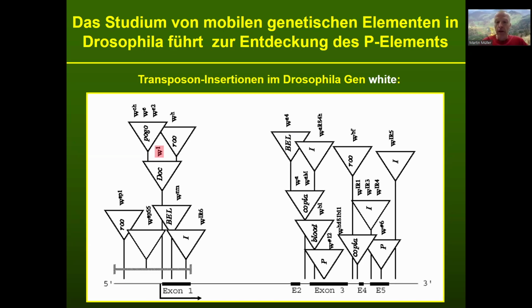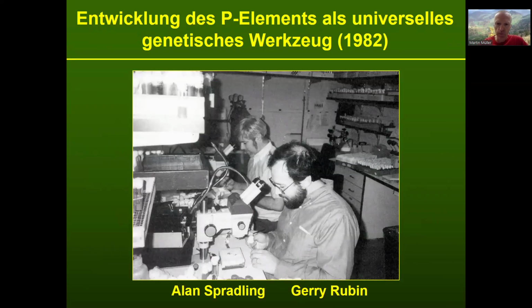So they could sequence this DNA once they had cloned it. The people who did it were actually these two here, Alan Spradling and Jerry Rubin. Jerry Rubin is again the same person who was very important 20 years later, when the Drosophila fly genome was sequenced.